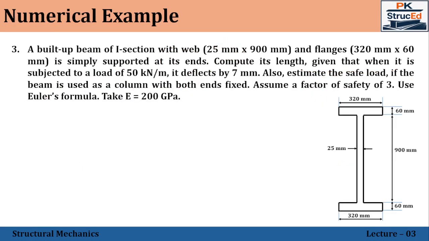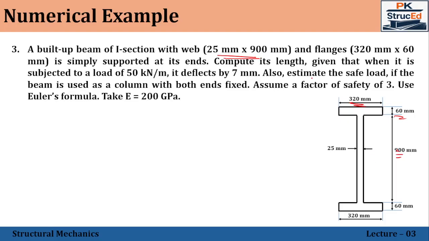Let us move to the built-up I section being considered in this problem. So given is the web size of 25 mm by 900 mm. Right, the thickness is 25 mm and the height is 900 mm. The flanges are 320 mm by 60 mm. So 320 mm by 60 mm, both the sides are the same.